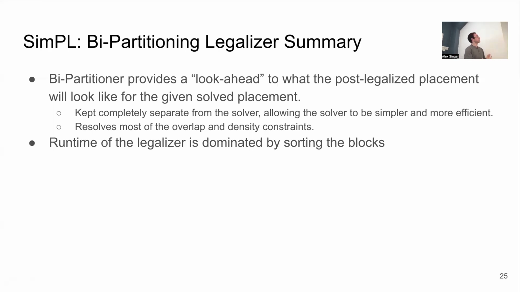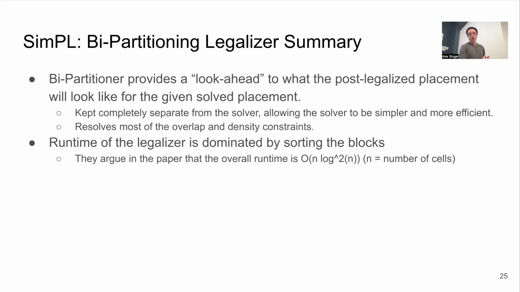The runtime of the legalizer is dominated by sorting the blocks. You can look at the paper and how they compute the runtime, but they claim that the runtime of the legalizer is big O of n log squared n, where n is the number of cells that you're trying to legalize. So yeah, this was a very quick overview of SimPL. My goal wasn't to talk about the overall SimPL paper, just to show you how bi-partitioning is used within their legalizer. Any questions on that?